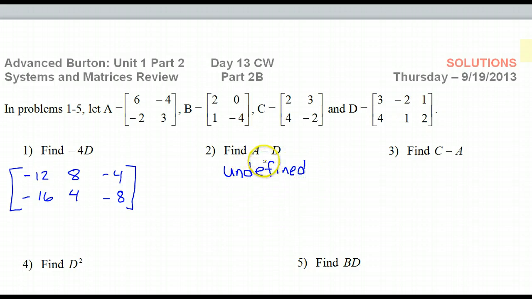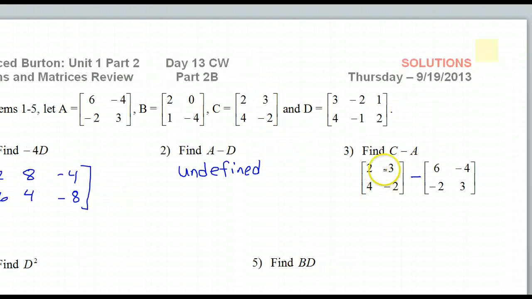Simply undefined. Let's see, can I do C minus A? I should be able to do this because they're both the same shape. They're both 2 by 2. Be careful of the order, okay? This is C minus A in that order, so make sure you're doing it in the correct order.